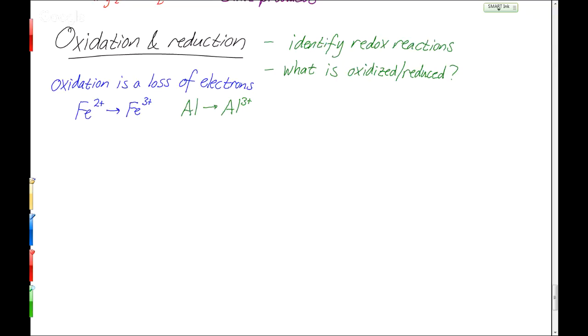What's the charge of the aluminum on the left? It's 0. Any element by itself, its charge is 0. So this has gone from 0 to +3. And that's an example of losing electrons. Each atom had to lose 3 electrons to do that.